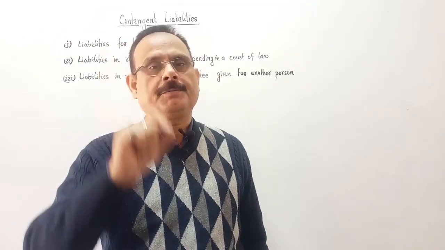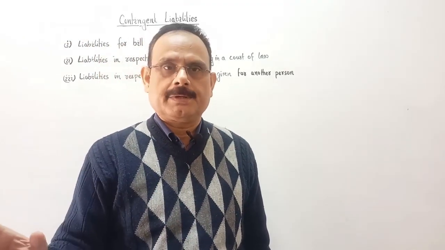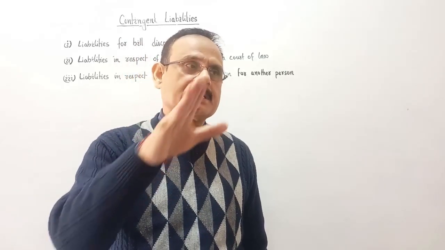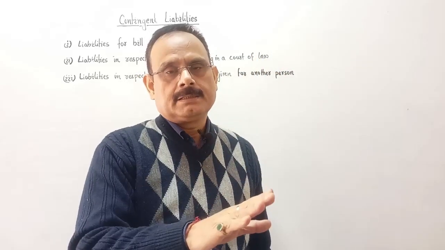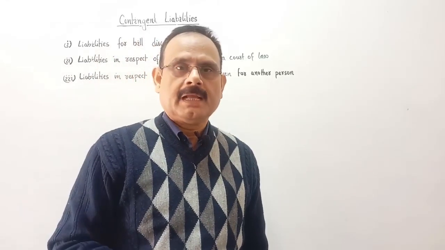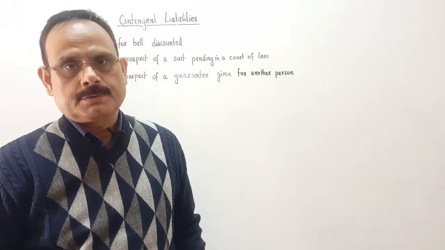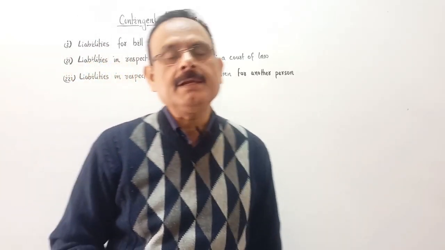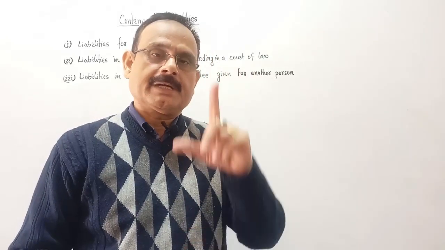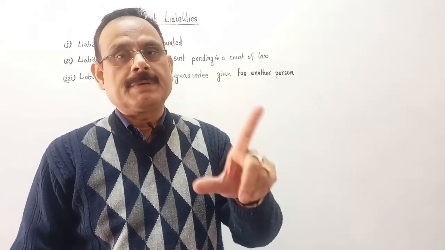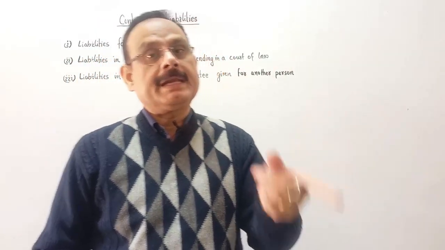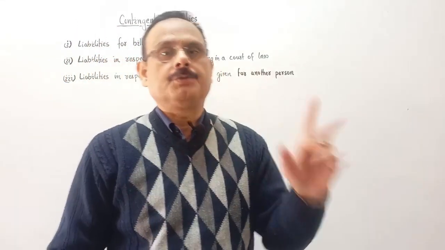If the judgment comes in favor of the business, then there is no liability. But if the judgment comes against the firm and the firm has to pay certain amounts as compensation, whatever it may be, then it becomes a liability. So on the date of balance sheet, if the case is pending in the court, then it becomes a contingent liability. It may be in favor of or against the firm in future.